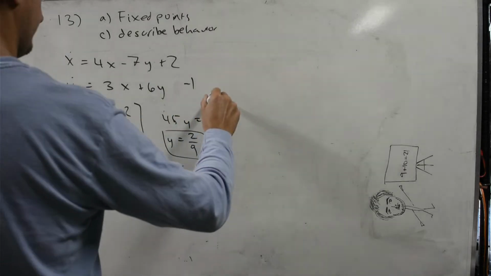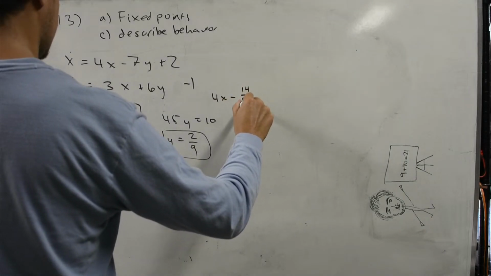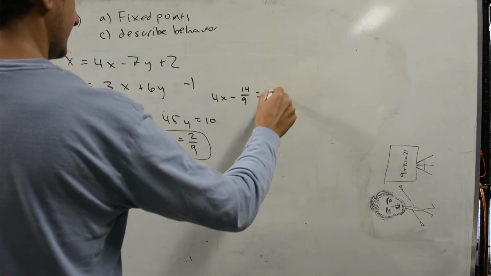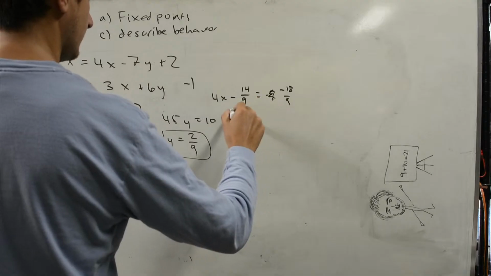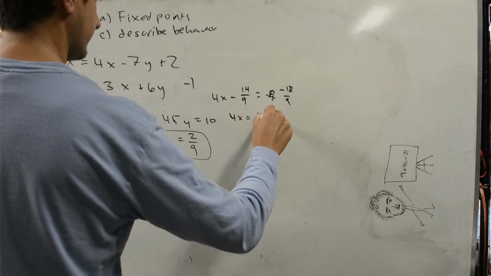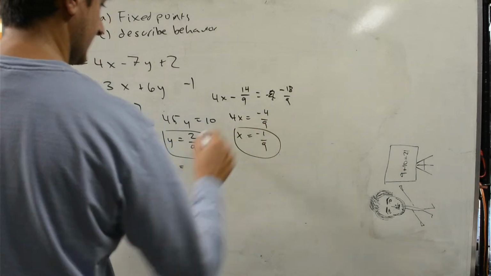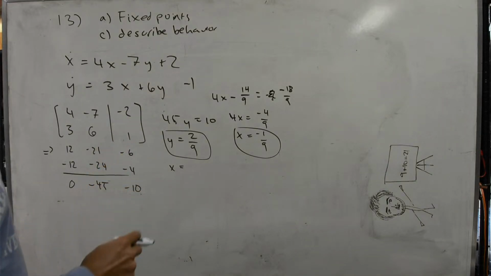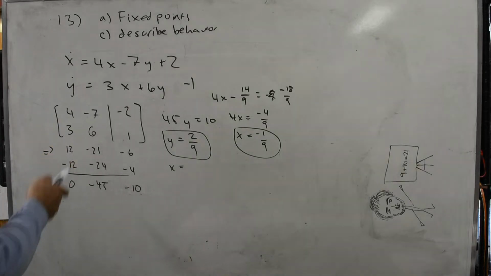So we have 4x minus 14/9 is equal to minus 2. This is minus 18/9. So 4x equals minus 4/9. X equals minus 1/9. Right, so that has to be the only equilibrium point because this column is not a scalar multiple of this column.